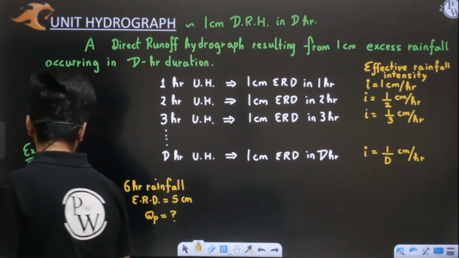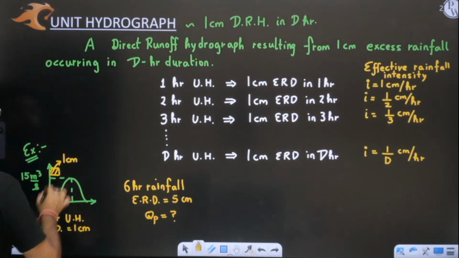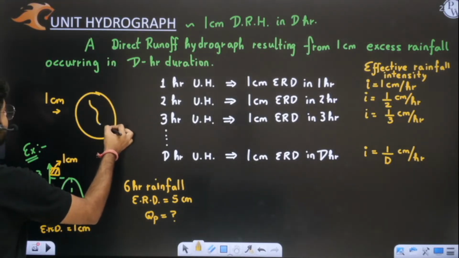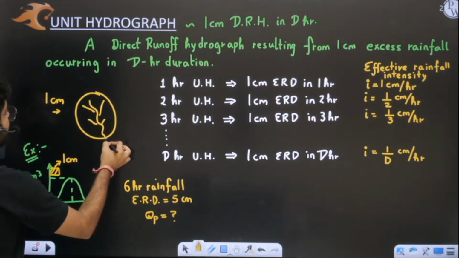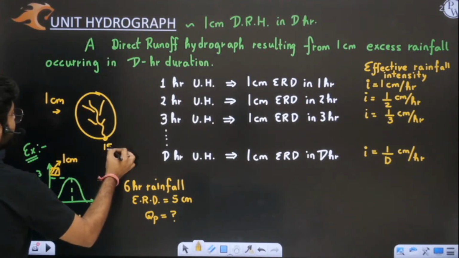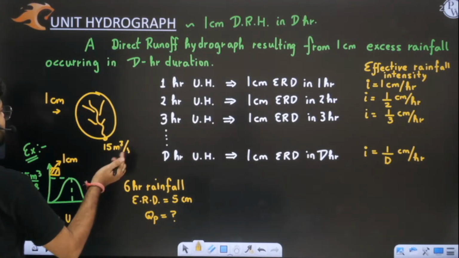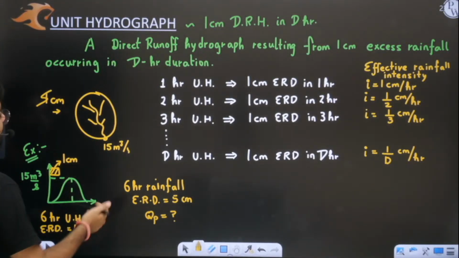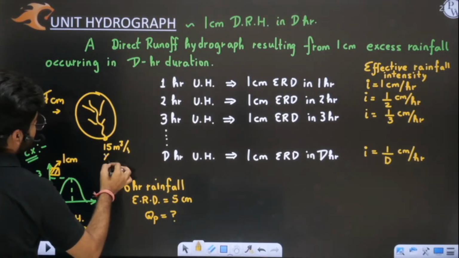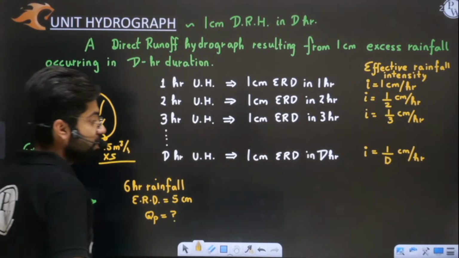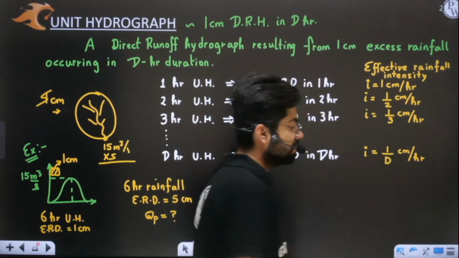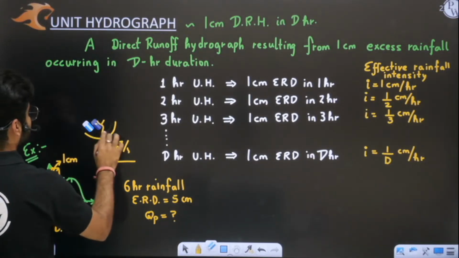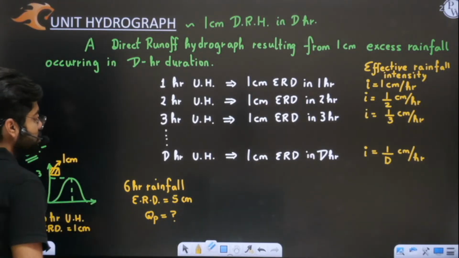If because of 1 centimeter of direct runoff in the catchment the discharge at the outlet is 15 meter cube per second, and now the rainfall increases and we have 5 times the runoff, then obviously this discharge will increase 5 times. We will have it as 75. Yes, you are getting it absolutely correct. Perfect. So this is the use of your unit hydrograph.